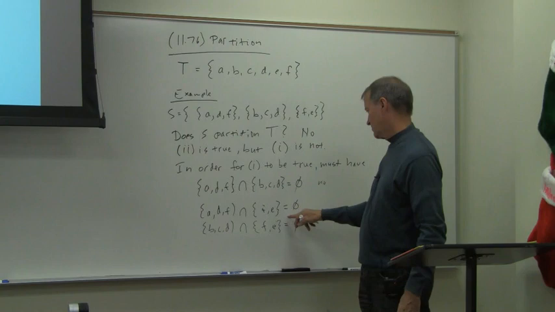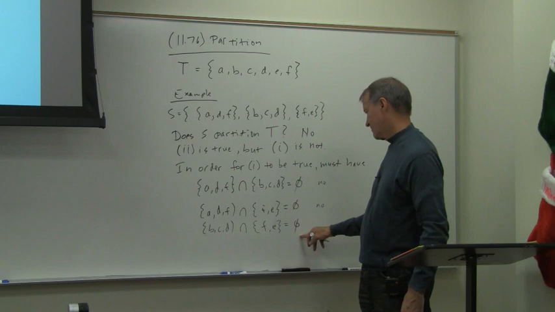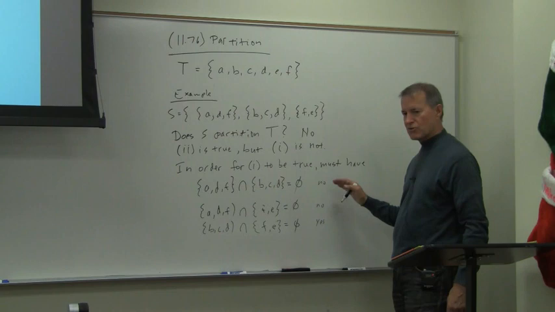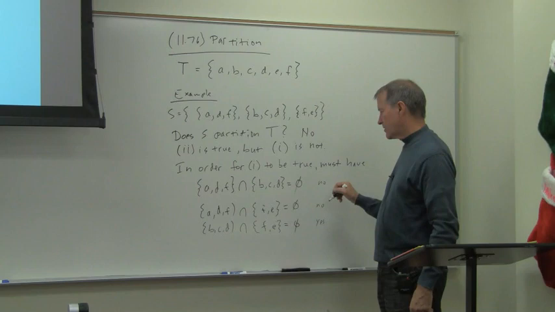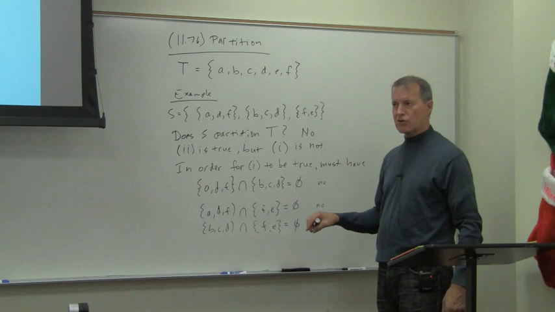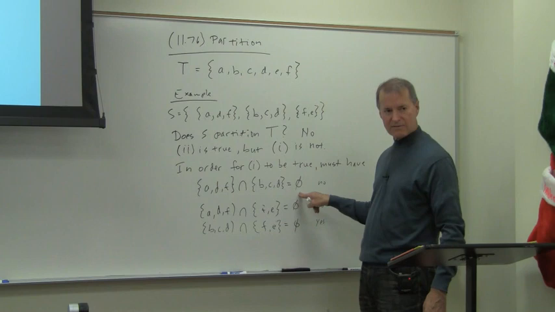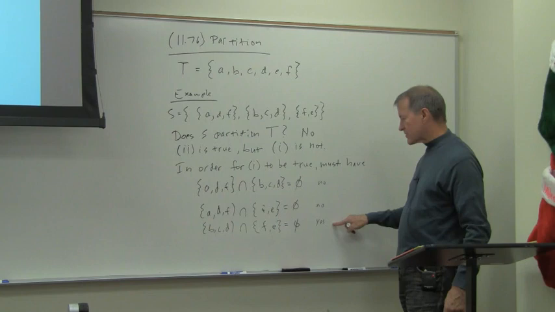Is this true? No. Is this true? No. Is this true? Yes. All the sets are mutually exclusive of each other. Pairwise disjoint is the way you say it. To be disjoint means nothing in common, and to have nothing in common means that the intersection is the empty set. Are you with me? So all three of these would have to be the case, but that's not the case.